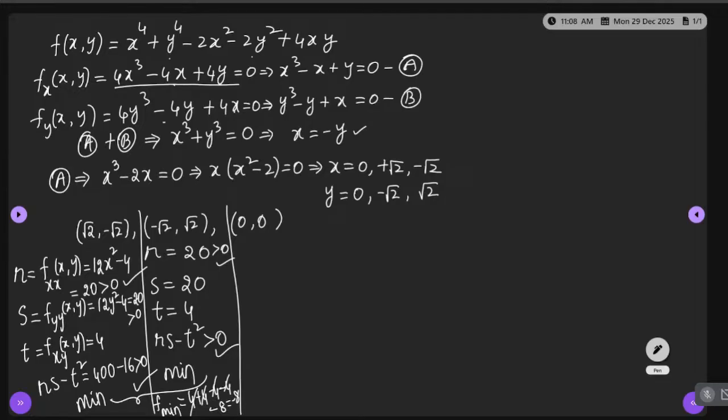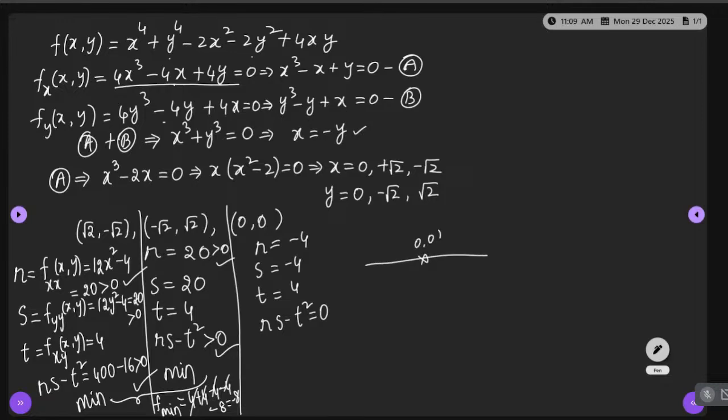Clear or not? Say yes or no. At 0, 0, what is R? At 0, 0, R is minus 4, S is minus 4, T is 4. RS minus T square is 0. So then further investigation is required.